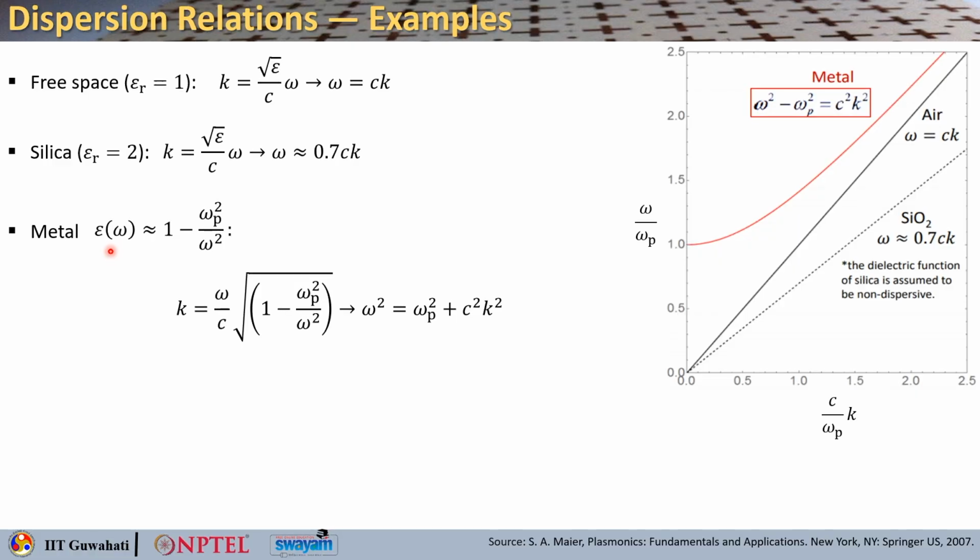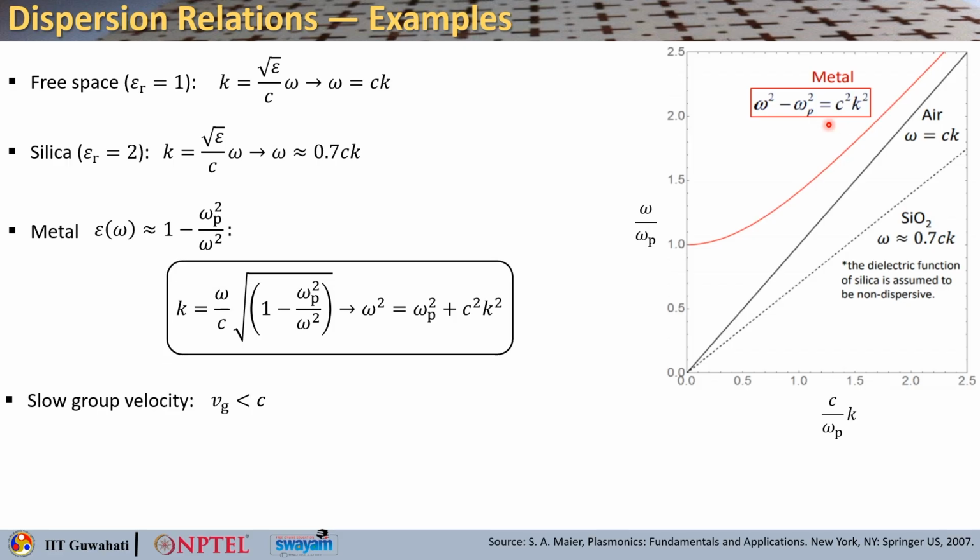For the metal, your epsilon omega can be written as 1 minus omega p square by omega square. So, you put it back into this equation, you get k equals omega by c square root of 1 minus omega p square by omega square. That gives you this particular dispersion relation, that is omega square minus omega p square equals c square k square, right.